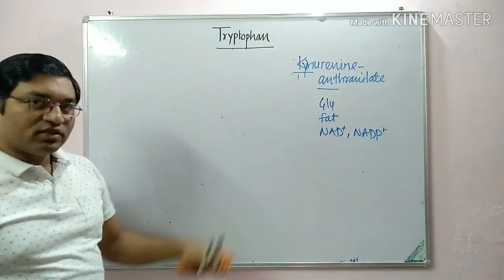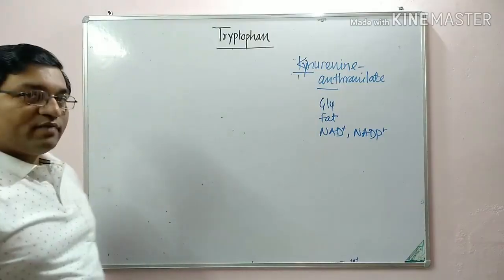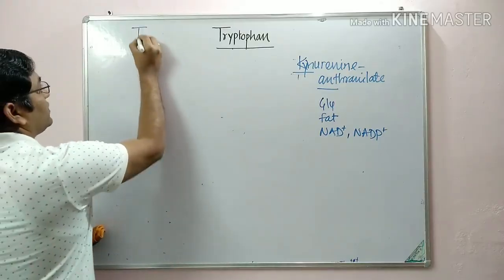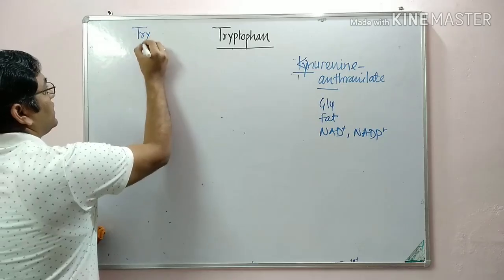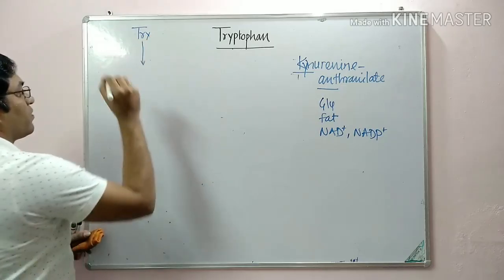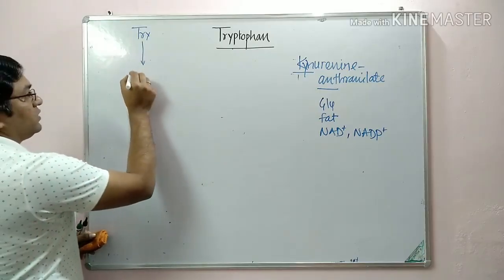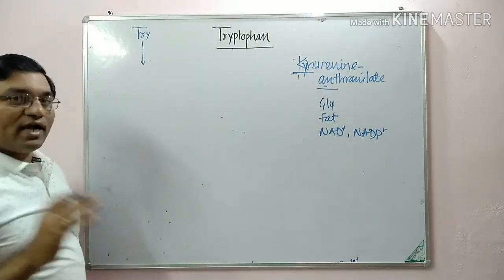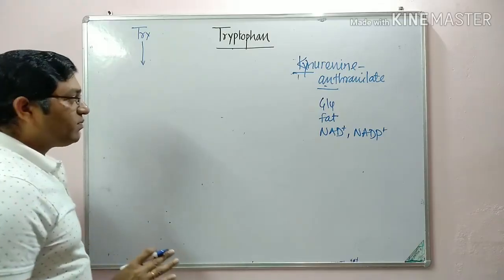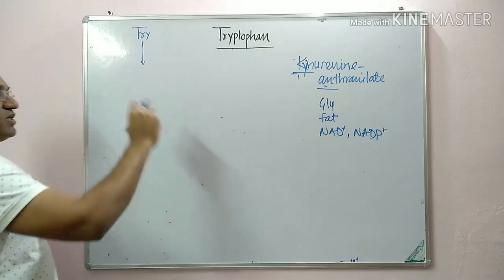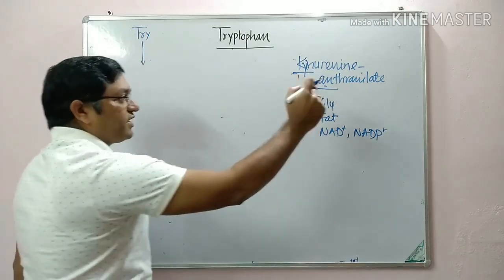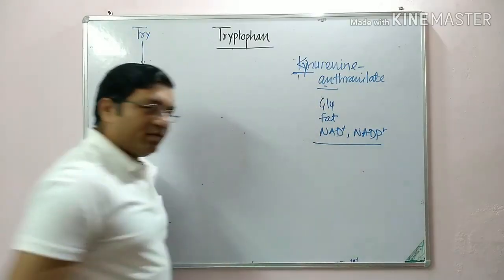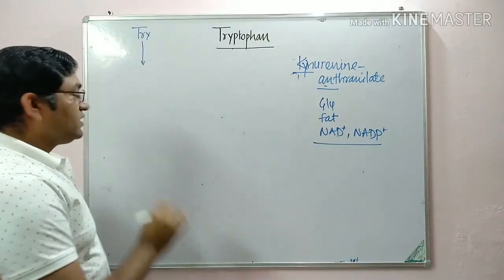This pathway occurs in the liver, and the starting enzyme for this pathway is tryptophan pyrrolase. So intermediates are kynurenine and anthranilate. If you don't remember the pathway, write down tryptophan. After that, write down kynurenine, then write down anthranilate, and through multiple steps, it will give you NAD and NADP. Okay, now we'll see the pathway.